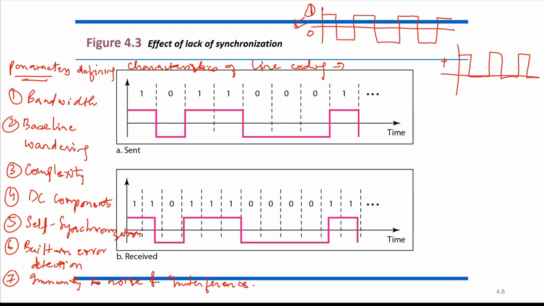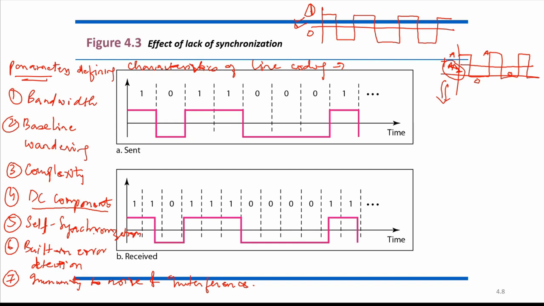But here the DC component means the average value. Suppose the levels are A and 0: A is there, then 0 is there, again A is there, then 0 is there. So the average value will be in between 0 and A, suppose it is half. So this half, A by 2, is the DC value or the DC component of the waveform or the signal. If the DC component is not 0, it is not that efficient line encoding. In efficient line encoding, the DC component should be 0.